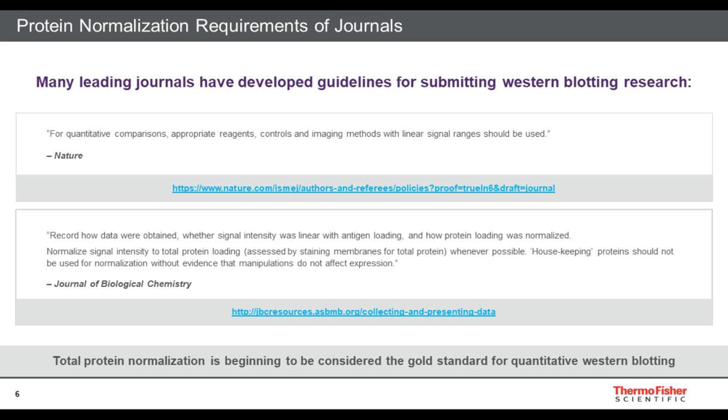doing a lot of upfront work, doing a lot of validation work to ensure there is no signal saturation and there is no expression level issues for those housekeeping proteins. So that makes it really a challenge to continue using housekeeping proteins, and total protein normalization would be a much easier option because of the concerns expressed by these journals.